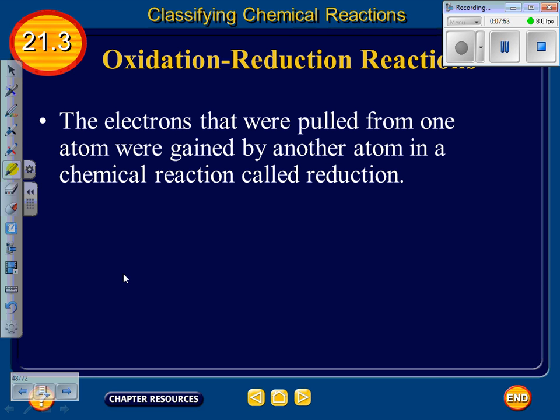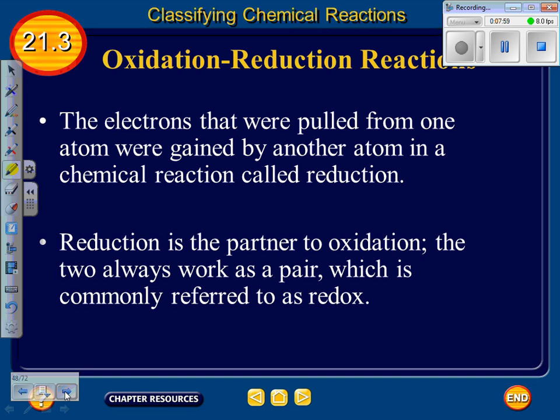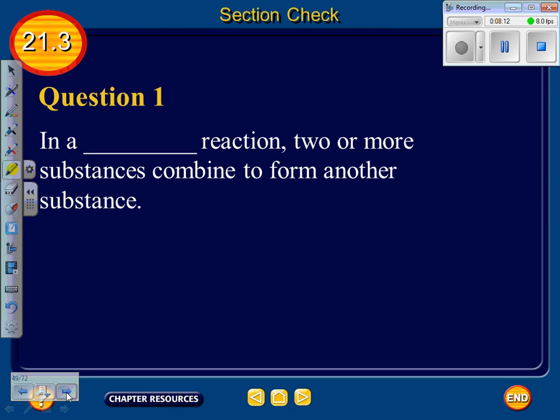Electrons that were pulled from one atom were gained by another atom in a chemical reaction. Reduction, as it says, is a partnered oxidation. The two always work as a pair, which is commonly referred to as redox, or a redox reaction.